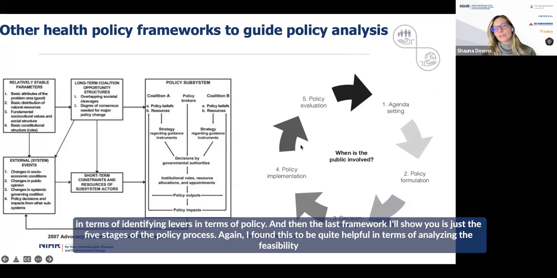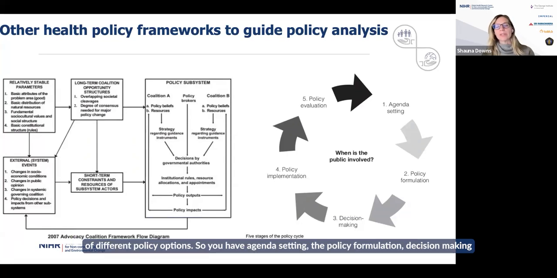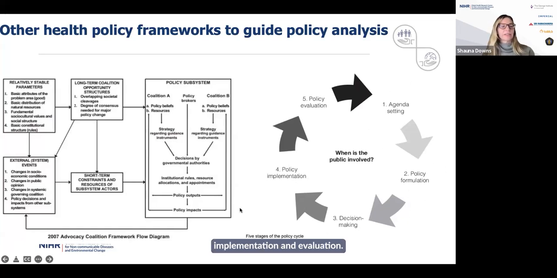And then the last framework I'll show you is just the 5 stages of the policy process. Again, I found that to be quite helpful in analyzing the feasibility of different policy options. So you have agenda setting, policy formulation, decision making, implementation, and evaluation.